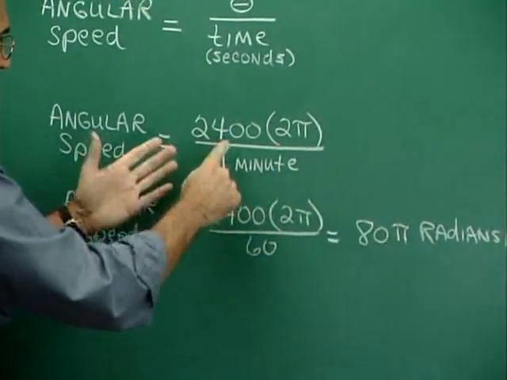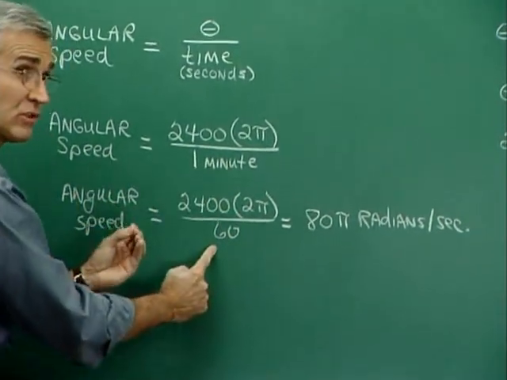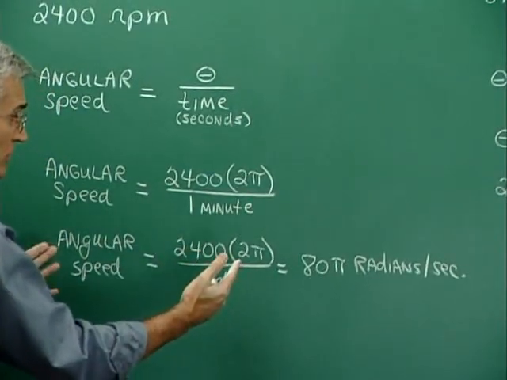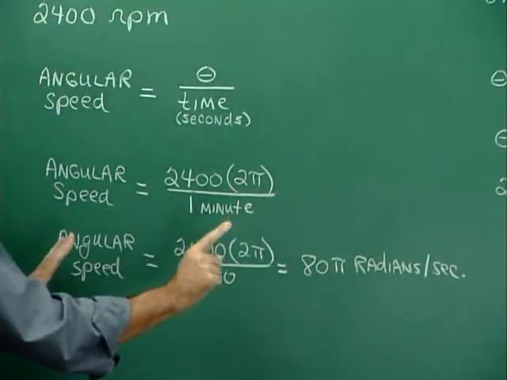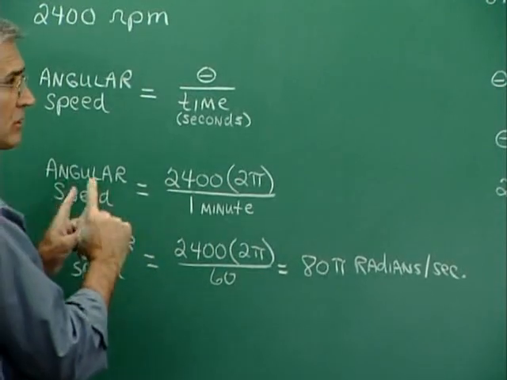So we have 2,400 times 2 pi, then for 1 minute it's 60 seconds. You see, if we want to convert this to 60 seconds, so now when the smoke clears on this, we find this to be 80 pi radians per second, and that is the angular speed of this saw blade.